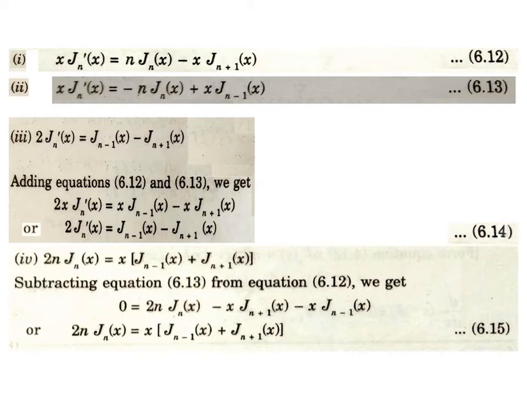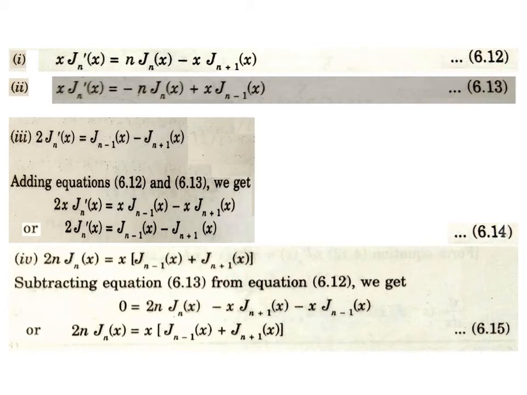And if you subtract equation 6.13 from 6.12, that means if you subtract the second recurrence relation from the first recurrence relation, and simplify, you will get the fourth recurrence relation. The third and fourth recurrence relations are numbered as equations 6.14 and 6.15. So it's very easy to derive the third and fourth recurrence relations for Bessel's function if you can derive the first and second recurrence relations.